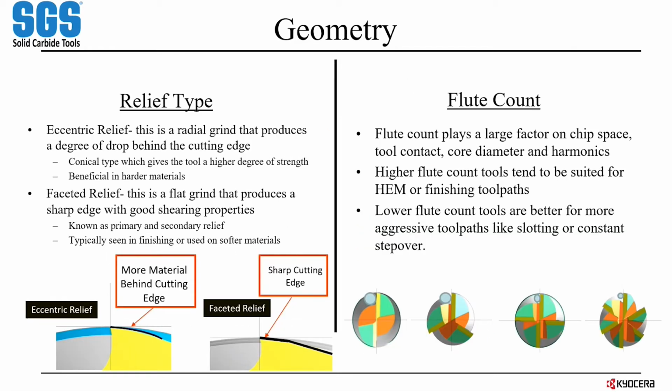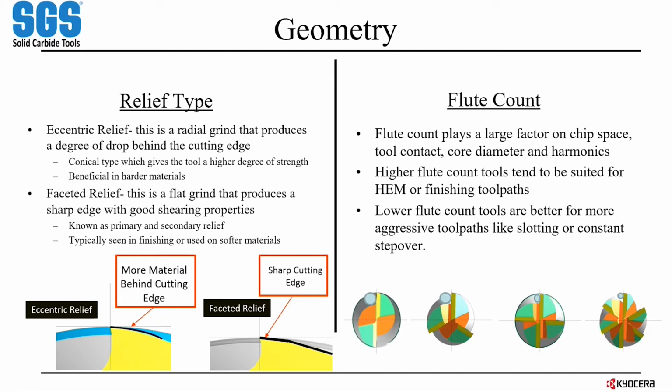So the next geometrical features are relief type and then the flute count. The relief plays a really big factor when it comes to HTAs. The two common types that you'll see are your eccentric relief and your faceted relief. The relief is really providing you a couple of things. It's going to give you stability and durability in your cutting edge, but it can also increase the contact with the material, create more heat, more drag, and it can add to your cutting forces.